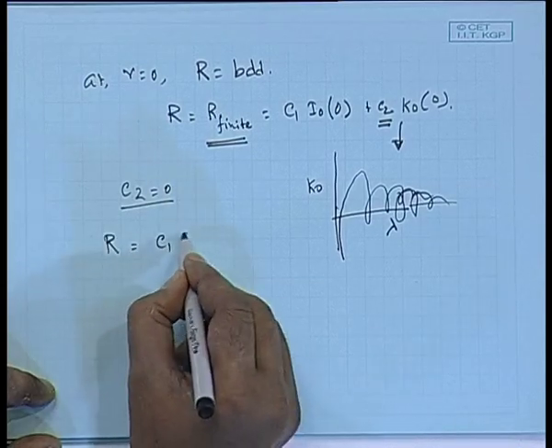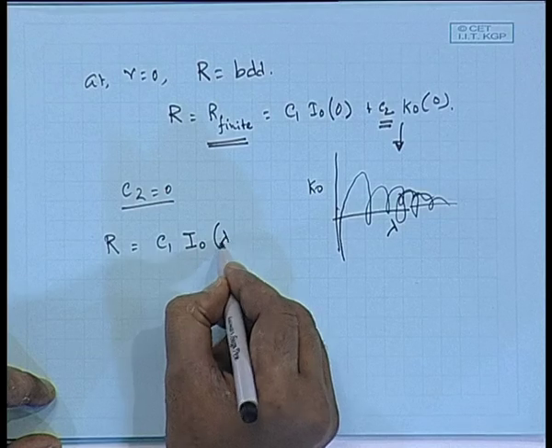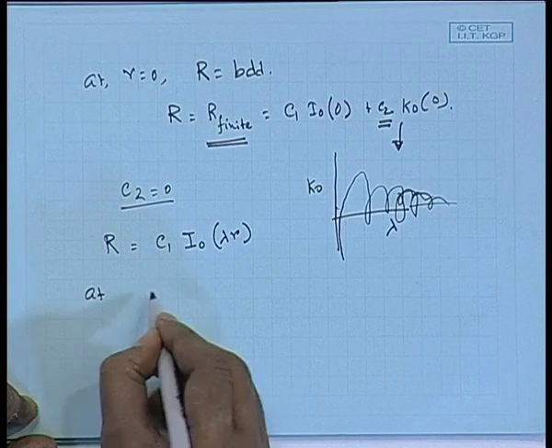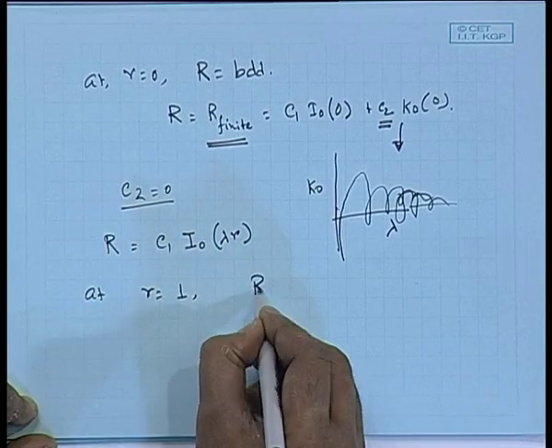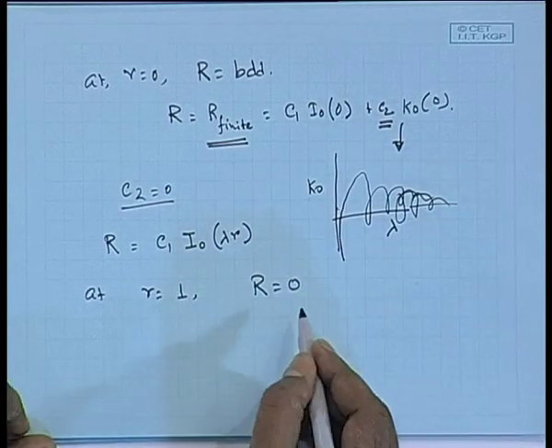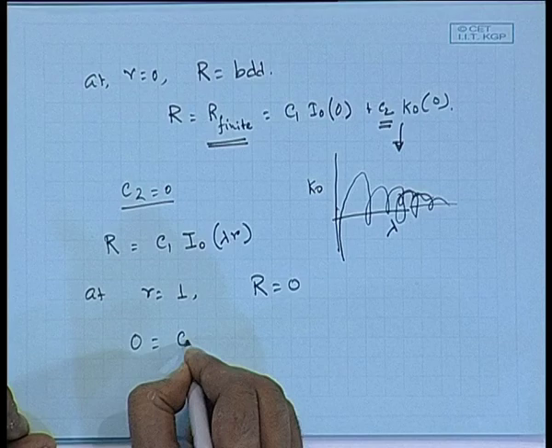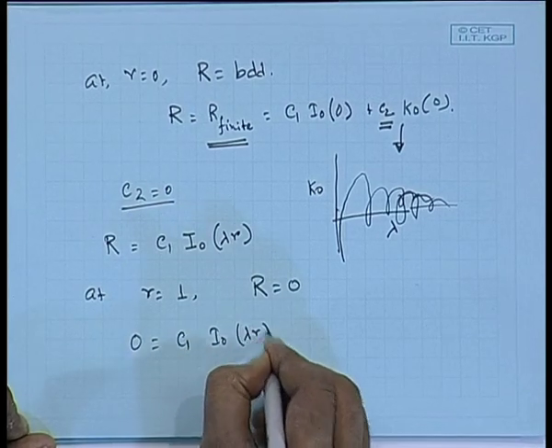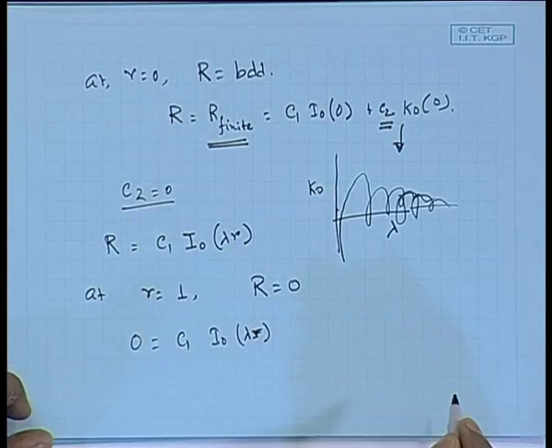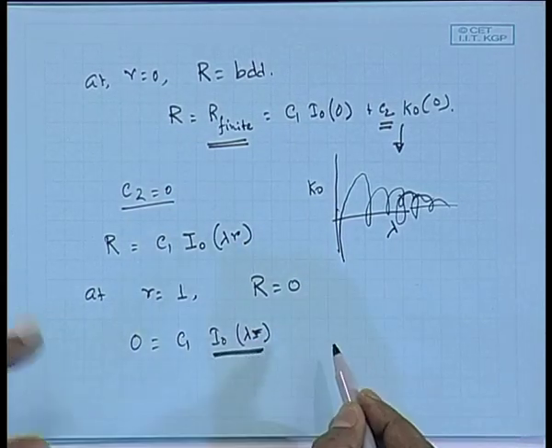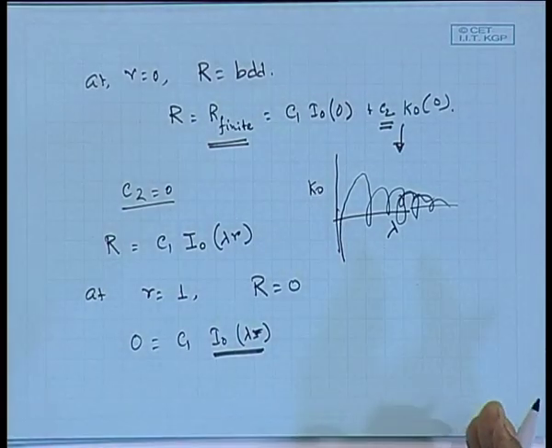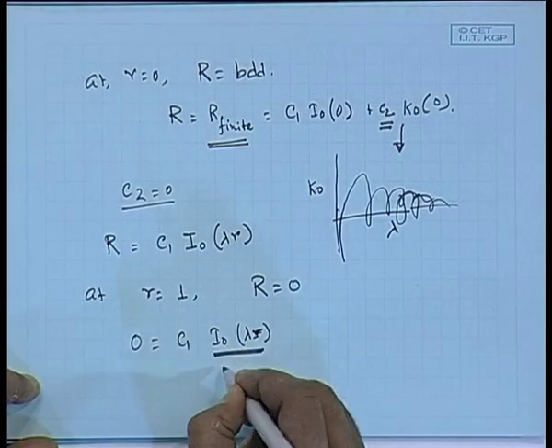Now, R becomes C1 I0 of lambda r. Okay. Now, at r is equal to 1, your capital R is equal to 0. That was the temperature equal to 0 on the surface, the original boundary condition. So, 0 is equal to C1 I0 of lambda, with lambda r equal to 1 giving lambda. Okay. Now, this will be having a finite value over the full domain of r from 0 to 1. So, that means, this will not be equal to 0.